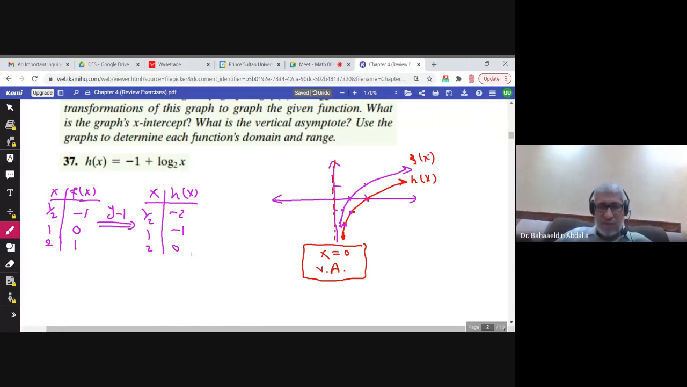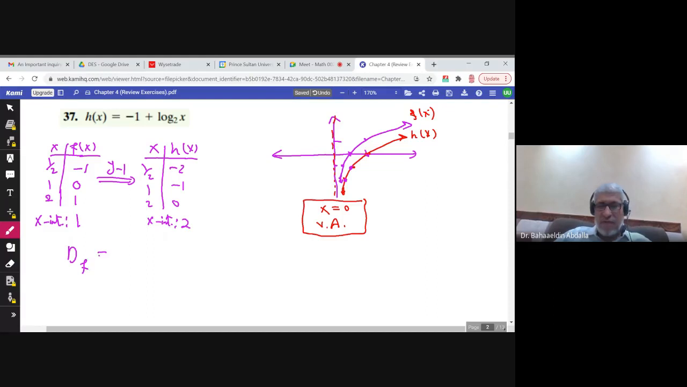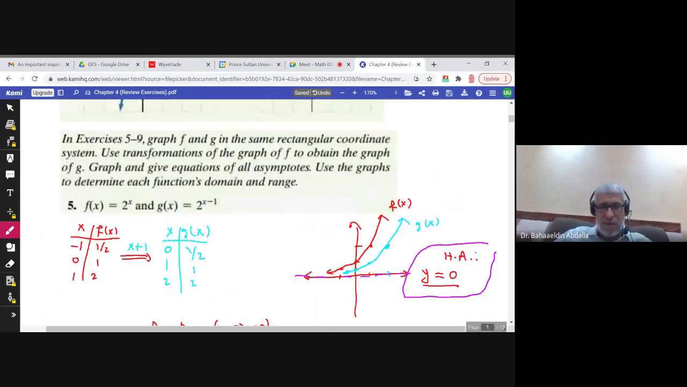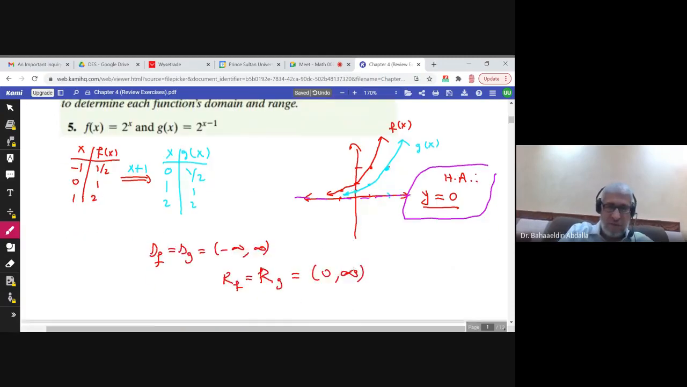Now what about the x-intercepts? Here for f of x, the x-intercept is 1, while for h of x, the x-intercept is 2. This is 1 and this is 2. The domain of f is equal to the domain of h, from 0 to infinity, positive real numbers, and the range of f is equal to the range of h, real numbers, from negative infinity to infinity. As you can see, the graph is everywhere on the y-axis. Did he ask here about the y-intercept? No, he did not. Okay, the y-intercept here is 1, here is half, if he asked about it.